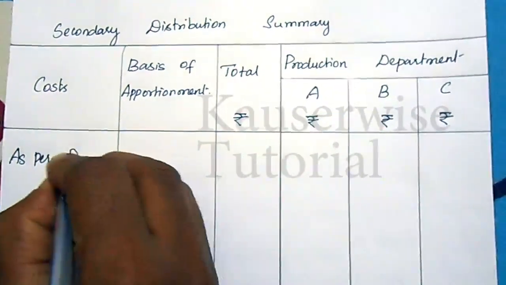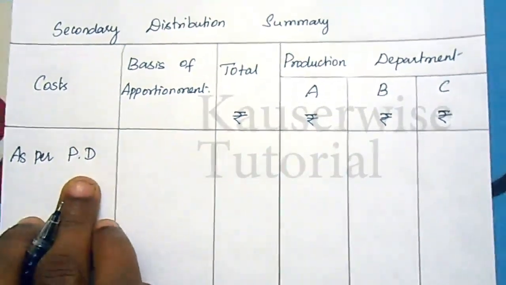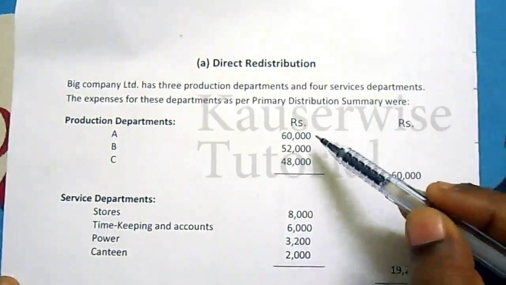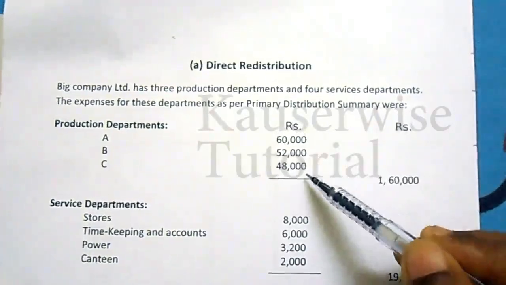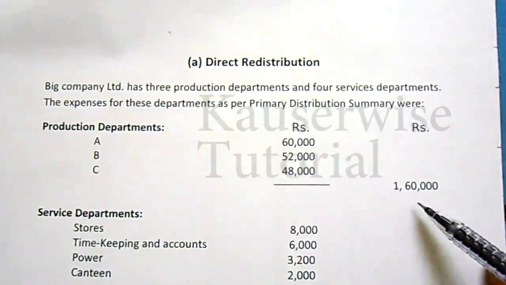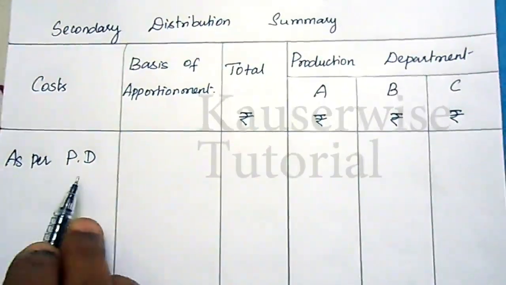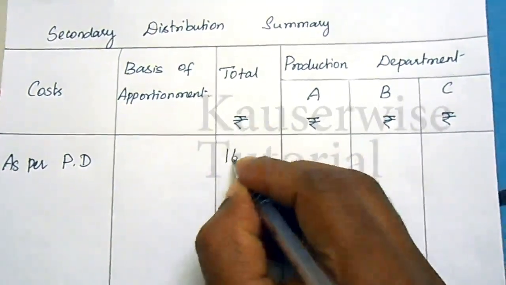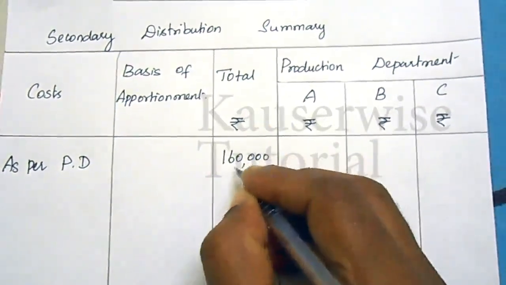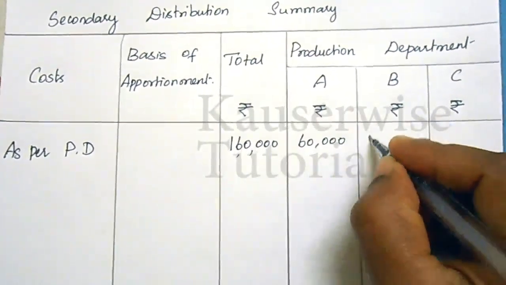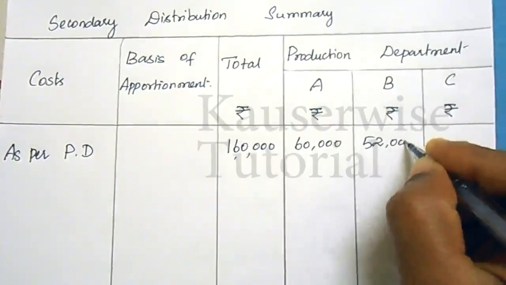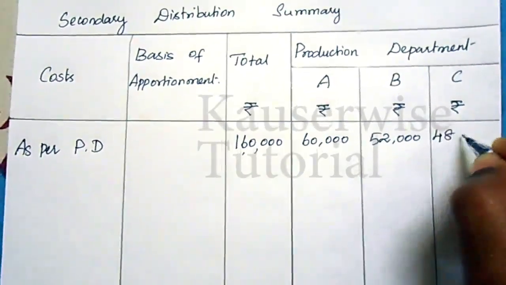As per the primary distribution, which is given in the problem, for A 60,000, for B 52,000, for C 48,000, total 1,60,000.